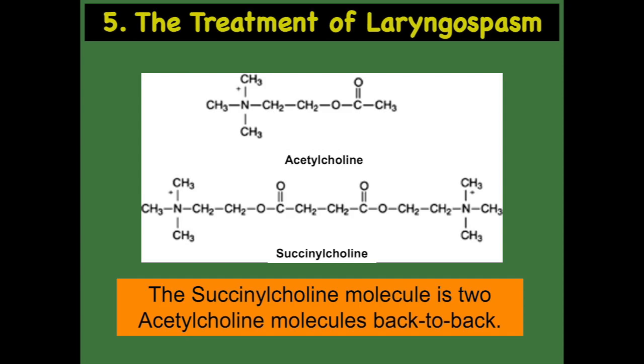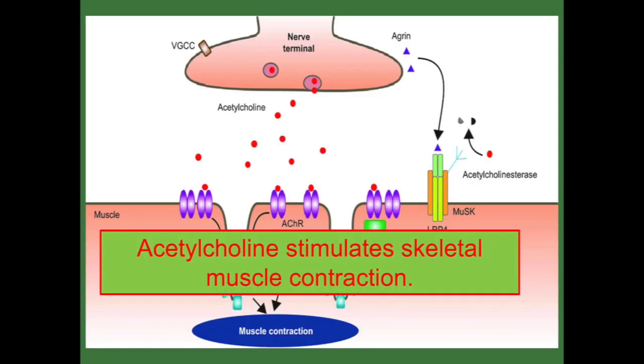And they cause skeletal muscle contraction. The natural enzyme that neutralizes acetylcholine is acetylcholinesterase. The enzyme that is going to neutralize the succinylcholine molecule is pseudocholinesterase. And it takes longer for that to happen.